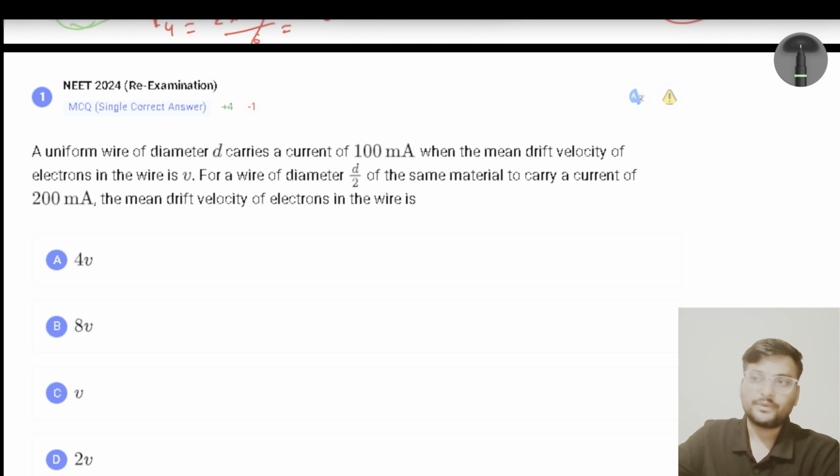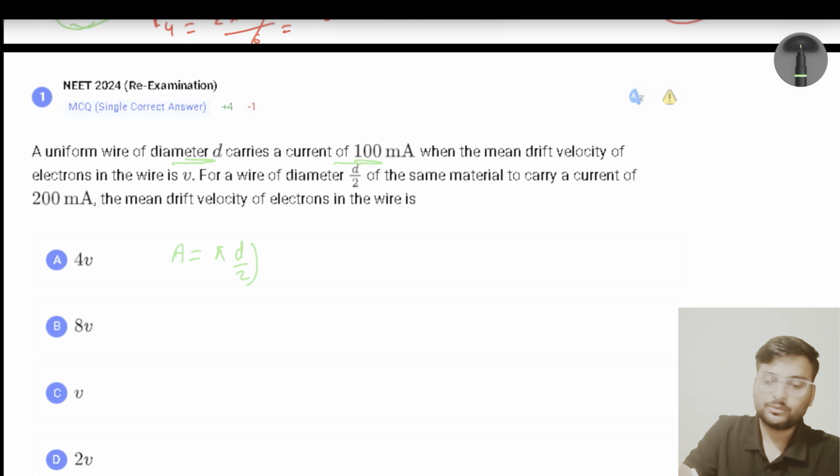Now whenever you solve the question, I saw that in the given figure the diameter is given as D and the current is given. So diameter is given, so area is equal to pi into (D/2) whole square, so we can say pi D square by 4. This is case 1. D is given and current is given, that is 100 milliampere. The drift velocity is given as V. Vd is equal to V.